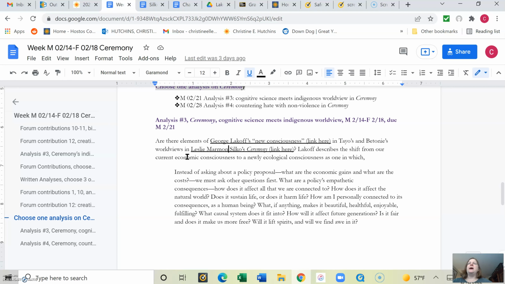So instead of asking about a policy proposal, what are the economic gains and what are the costs, we must ask other questions first. What are the policy's empathetic consequences? How does it affect other people, other animals, other creatures, the land? How does it affect all that we are connected to and that we need to sustain ourselves and that we do to sustain others? How does it affect the natural world? Does it sustain life or does it harm life?